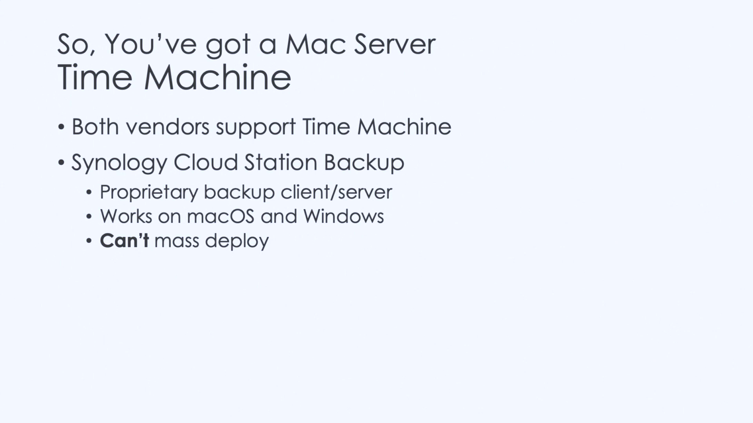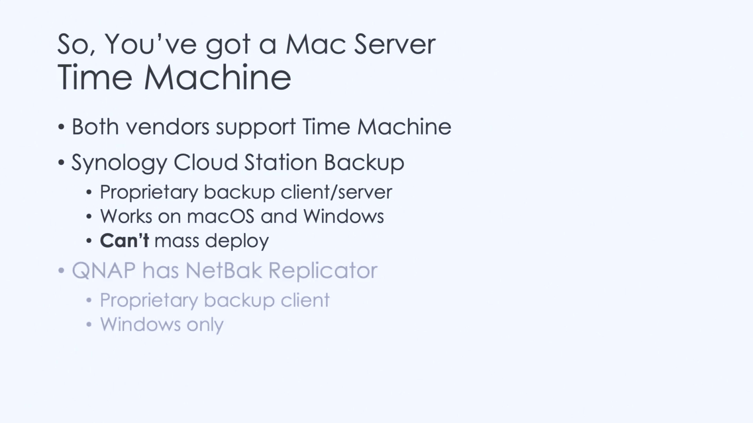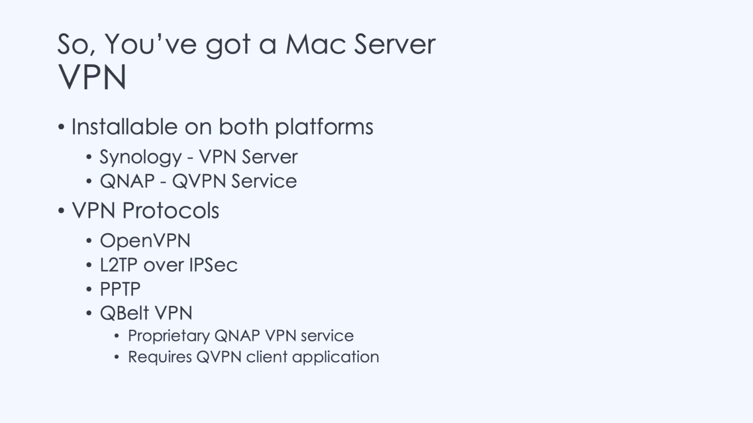Doesn't scale. If you have 100 plus users, you might not want to roll that out, because I did get it to mass deploy and it crumbled fast. So the base image that I used to deploy it, as soon as I deleted that initial backup, the rest of the clients broke, so I ended up not using it because I couldn't mass deploy it. But it's available, it works well if you have a small deployment. QNAP has the NetBak Replicator. It's a proprietary backup client as well, but it's Windows only. It's probably to fill the gap for Time Machine.